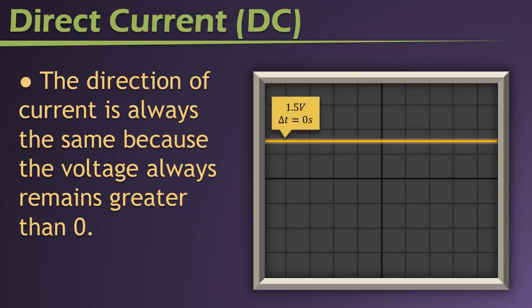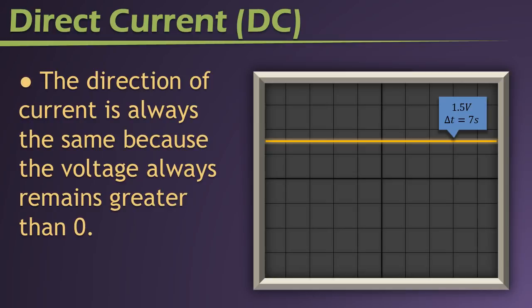Just of course to reiterate the point, at delta t equals 0 seconds, the voltage we measure is 1.5 volts. At delta t equals 3 seconds, 1.5 volts. And at delta t equals 7 seconds, 1.5 volts. So, exactly what I just said, but I had these little animations for you. The voltage is consistently greater than zero.